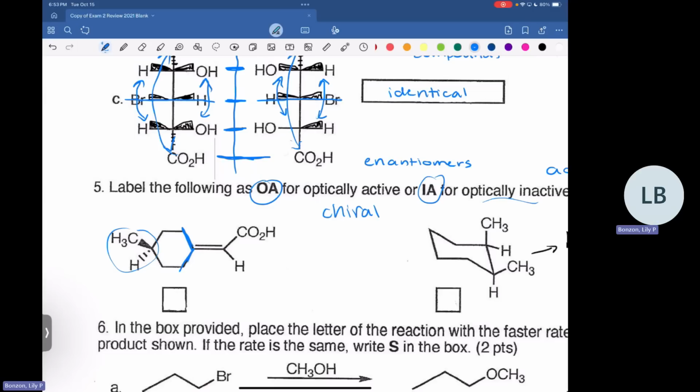If we cut that molecule down the middle, we would not have a plane of symmetry, because on one side we have a CH3, and on the other side, away from us, we have an H. So this one is going to be chiral. I don't really know if that made much sense. And so that one's going to be optically active. Questions?